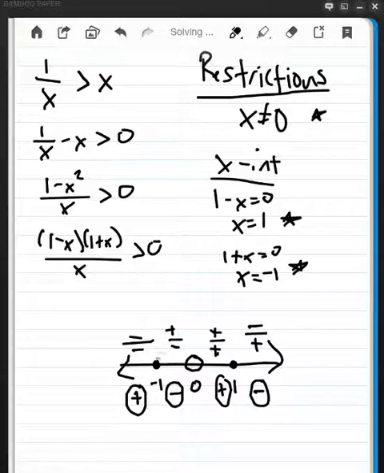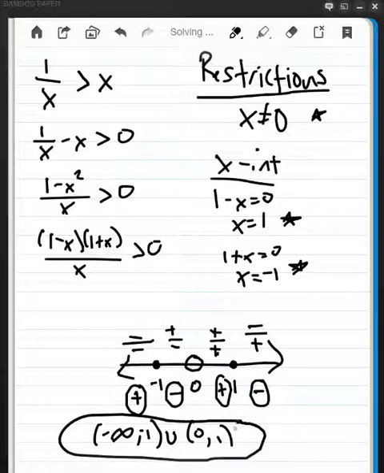It's positive from negative infinity up to negative 1. And it's also positive between 0 and 1. So here are all of the x values that would satisfy this inequality and therefore satisfy this inequality as well. Any number between negative infinity and negative 1 would make this statement true, and any number between 0 and 1 would make this statement true. Remember, that's non-inclusive of negative 1, 0, and 1, because this is a greater than, not a greater than or equal to. Okay? And that is the strategy for solving rational inequalities.